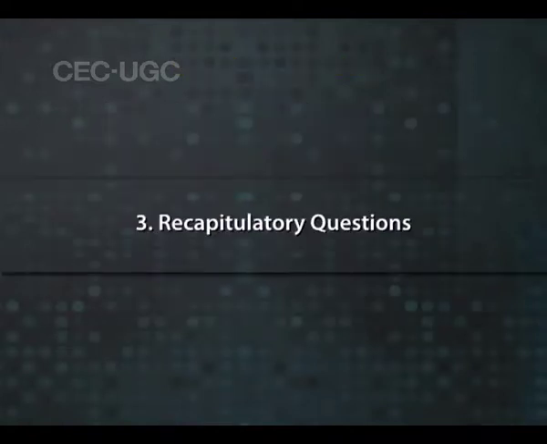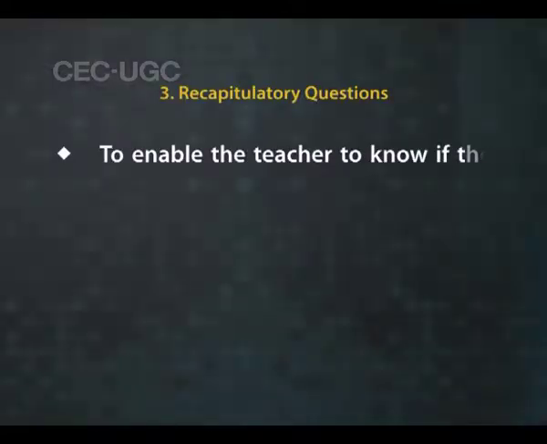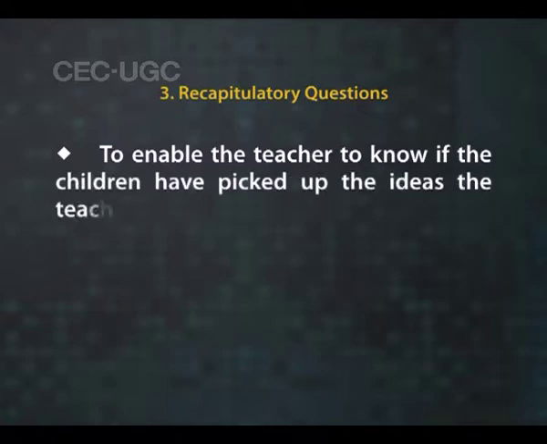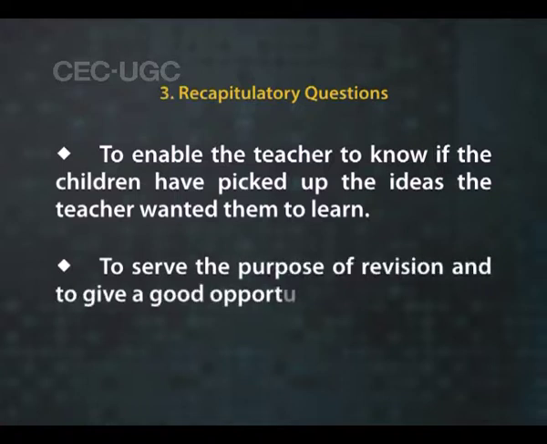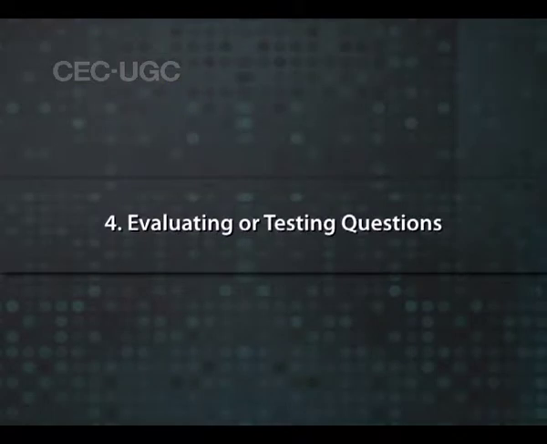The third is recapitulatory questions. Such questions are generally put at the end of the lesson or at the end of each section of the lesson. Such questions serve 2 purposes: to enable the teacher to know if the children have picked up the ideas the teacher wanted them to learn, to serve the purpose of revision and to give a good opportunity for practice. The fourth type is evaluating or testing questions. These are related to periodic internal as well as external evaluation.